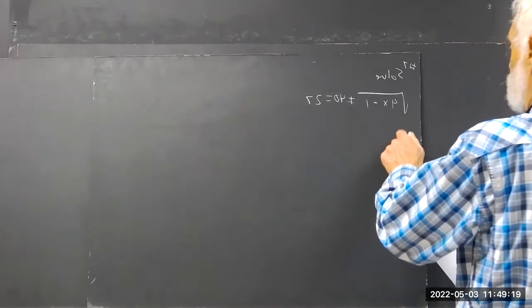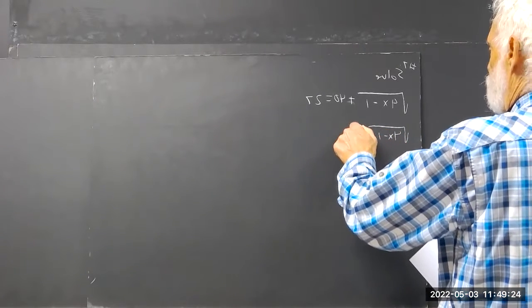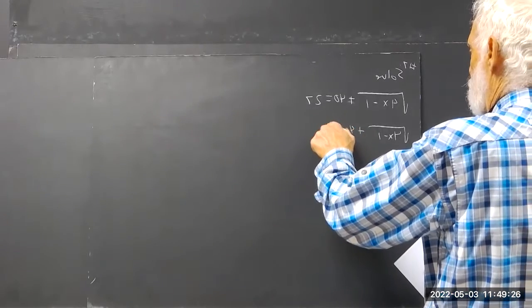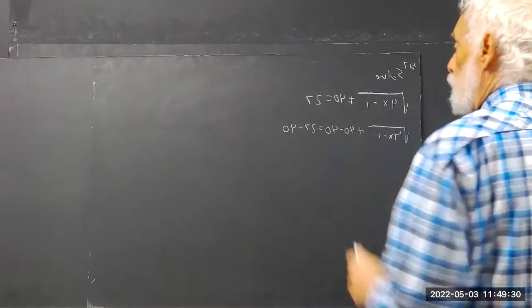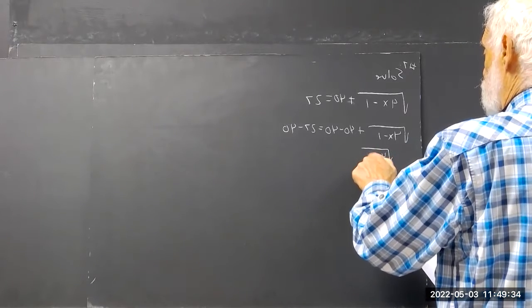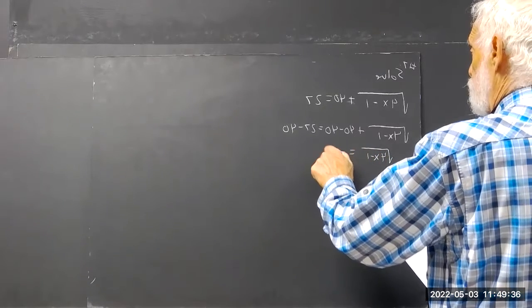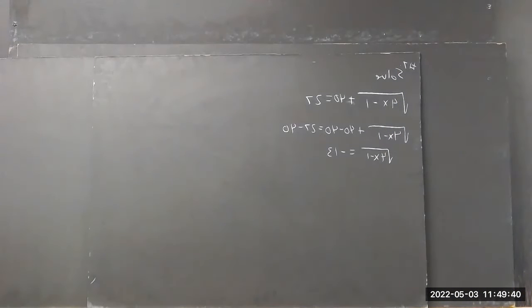So we subtract 40 from both sides. We get the square root of 4x minus 1 equals negative 13. Now there's a problem with this. There's no solution.